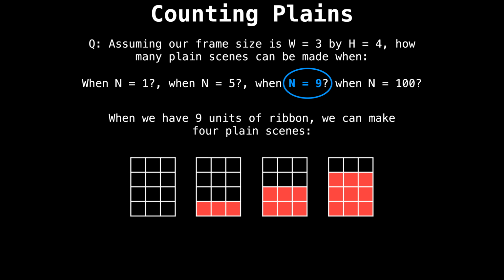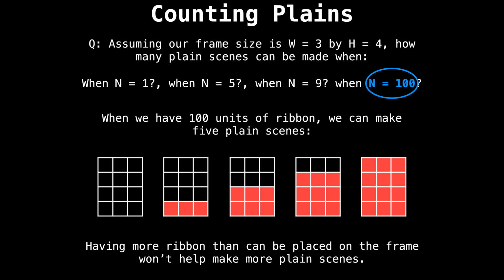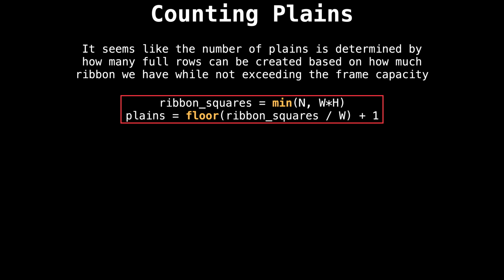When we have 9 units of ribbon, we can make 4 planes. And when we have 100 units of ribbon, we can make 5 plane scenes. Notice that having more ribbon than can be placed on the frame won't help you make more plane scenes. From the previous examples, it seems like the number of planes is determined by how many full rows can be created based on how much ribbon we have while not exceeding the frame capacity.